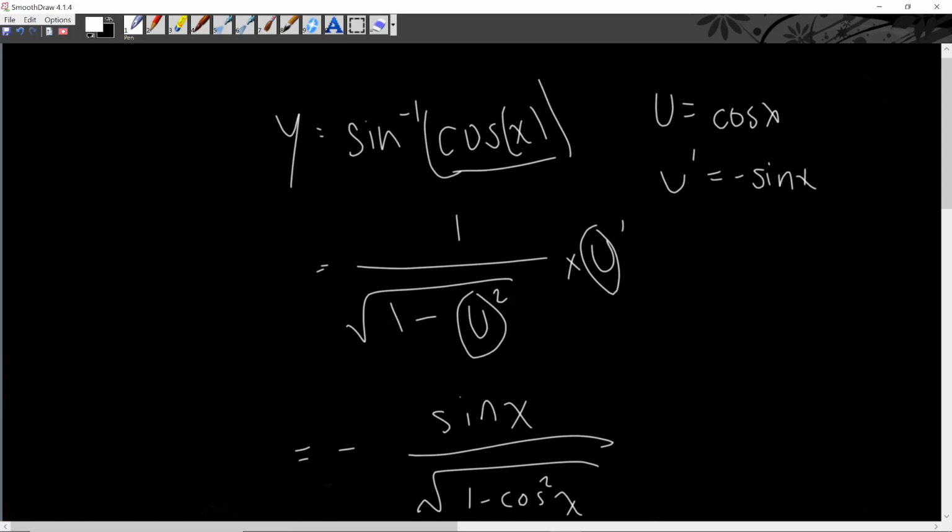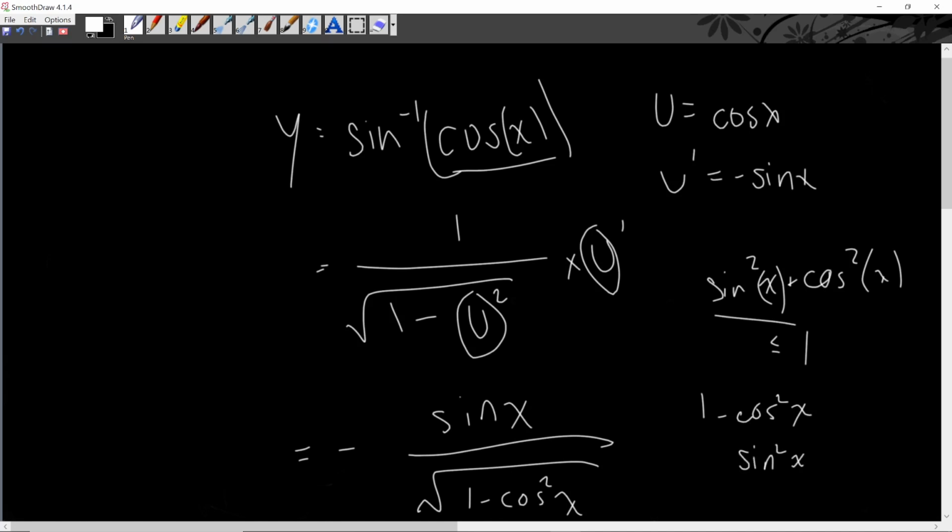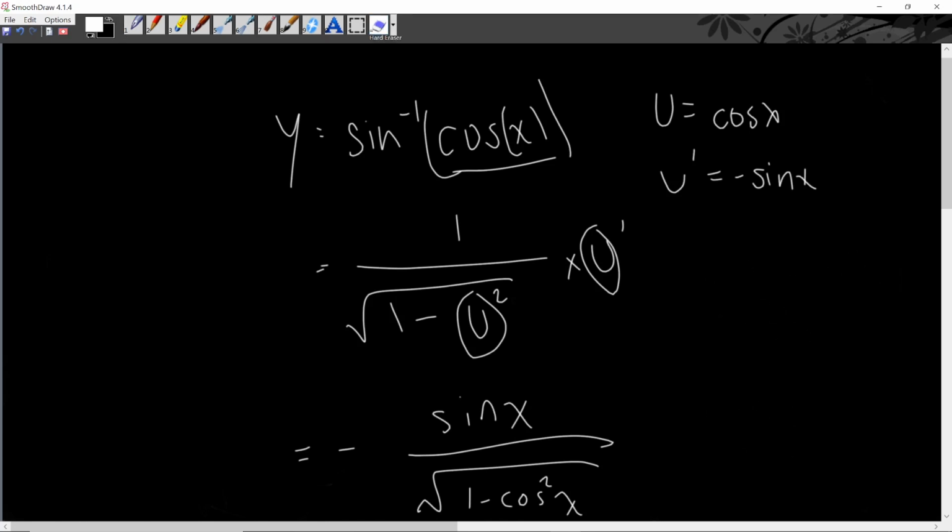I think you could actually make a case that it would look like, so you have sine squared plus cosine squared x is equal to 1. So if you have 1 minus cosine squared, you'll get sine squared, right? That's what will be left. So you'll have the square root of sine squared, which will be the absolute value of sine. So you'll have negative sine x over the absolute value of sine.